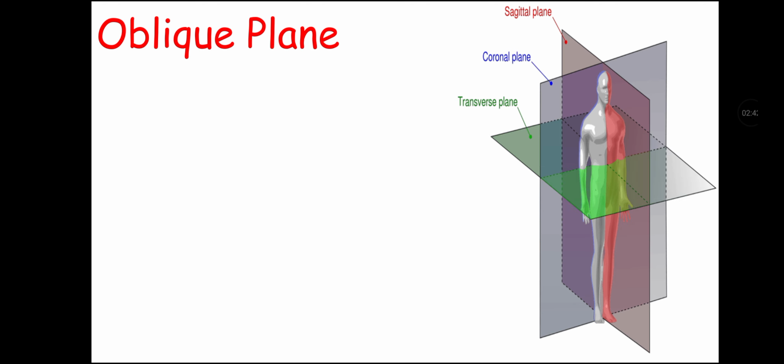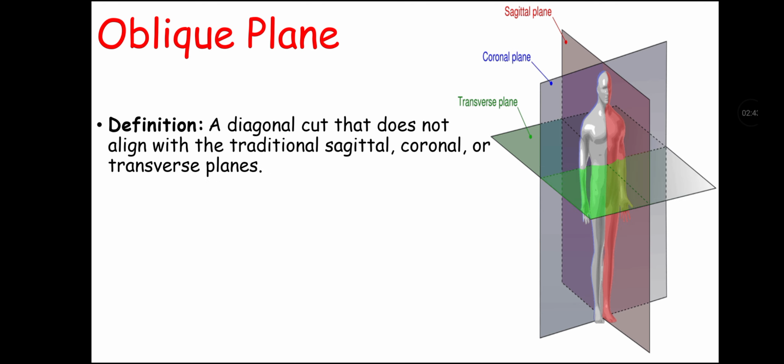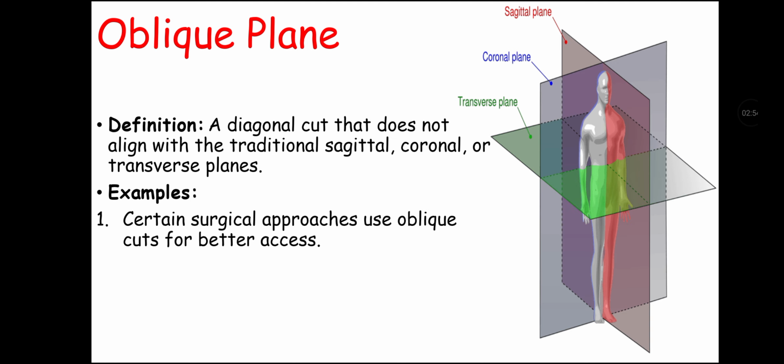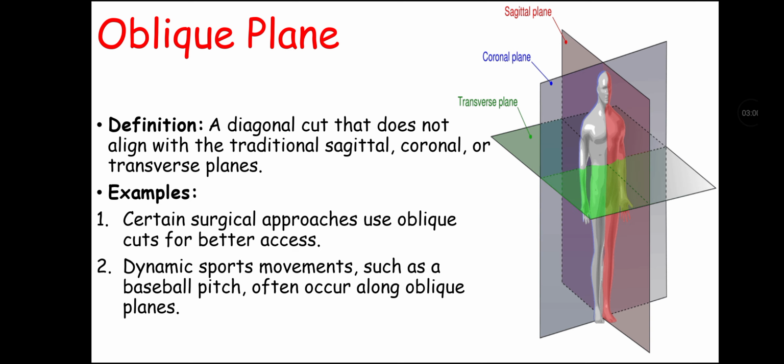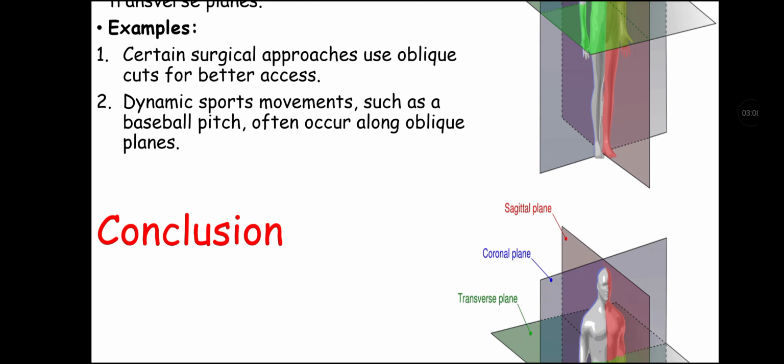Now let's talk about the oblique plane. That is basically a diagonal cut that does not align with the traditional sagittal, coronal and transverse planes, and is called the oblique plane. As for its importance, certain surgical approaches use oblique cuts for better access, and dynamic sports movements such as a baseball pitch often occur along the oblique plane. So this is the importance of the oblique plane.